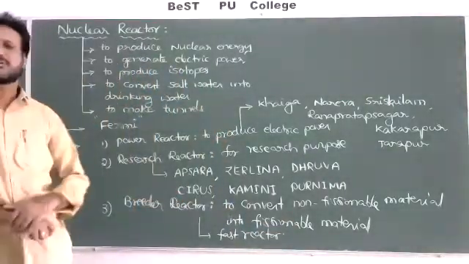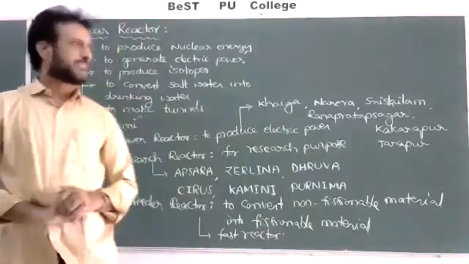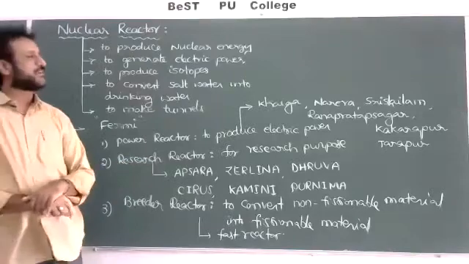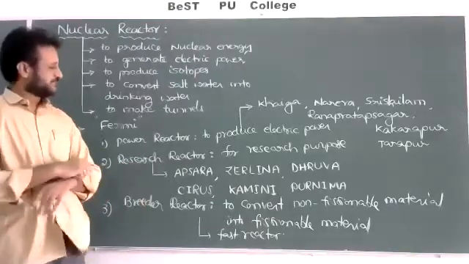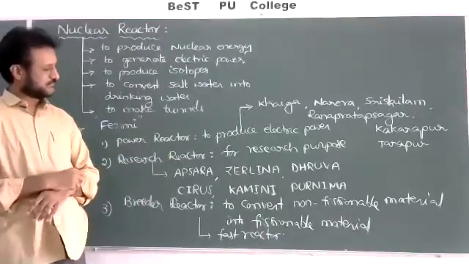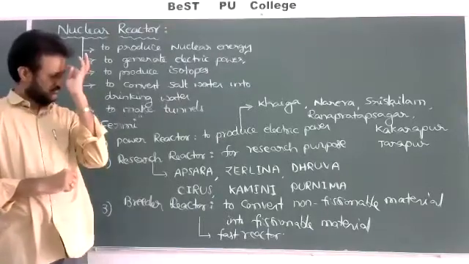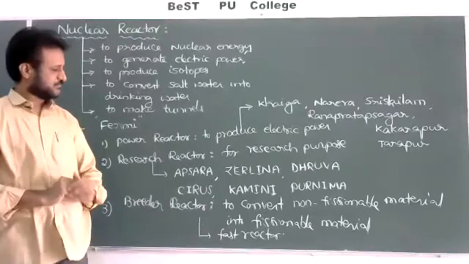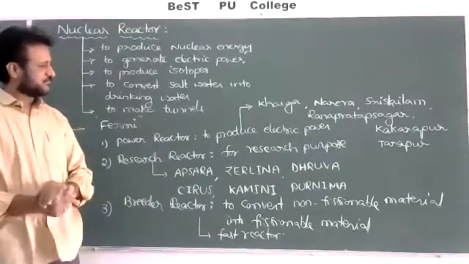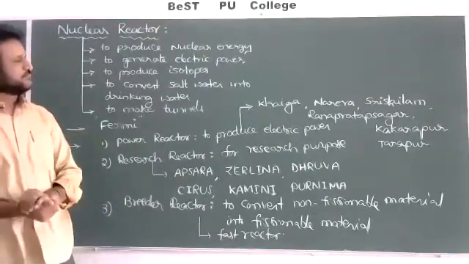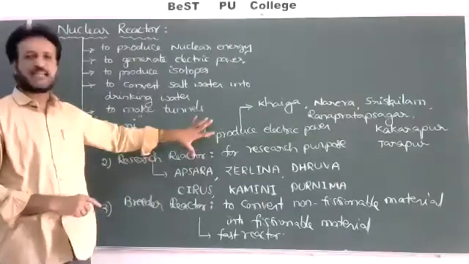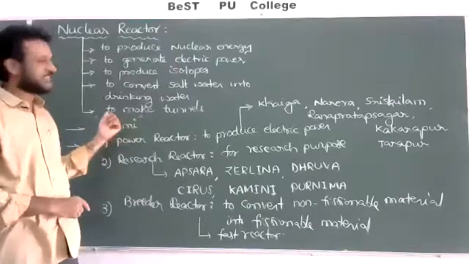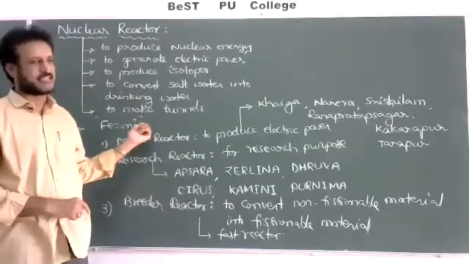So that process we are calling as breeding. The process of converting a non-fissionable material into a fissionable material is called breeding. So these are the types of the reactors. These are the uses of the reactor. And it's a scientist who first designed the nuclear reactor.